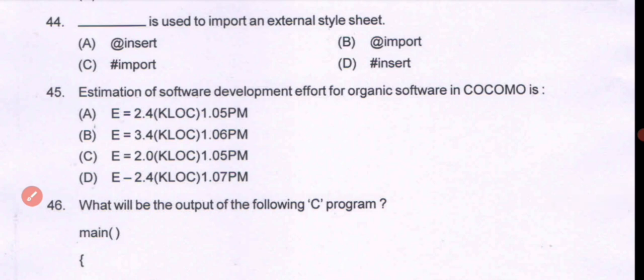Estimation of software development effort for organic software is COCOMO. Option A, E is equal to 2.4 KLOC^1.05 PM.